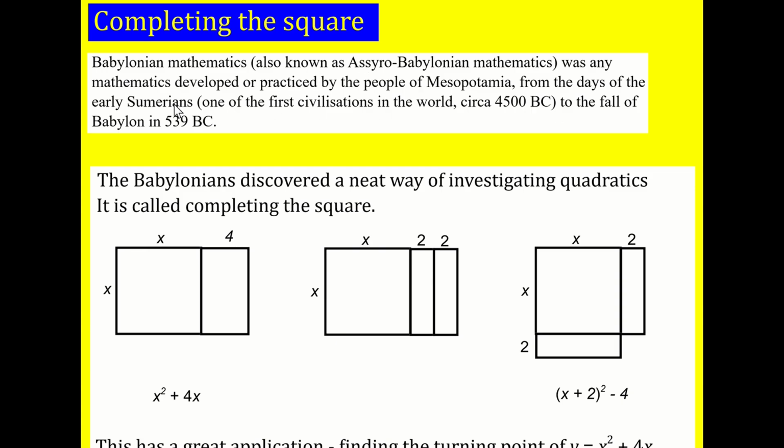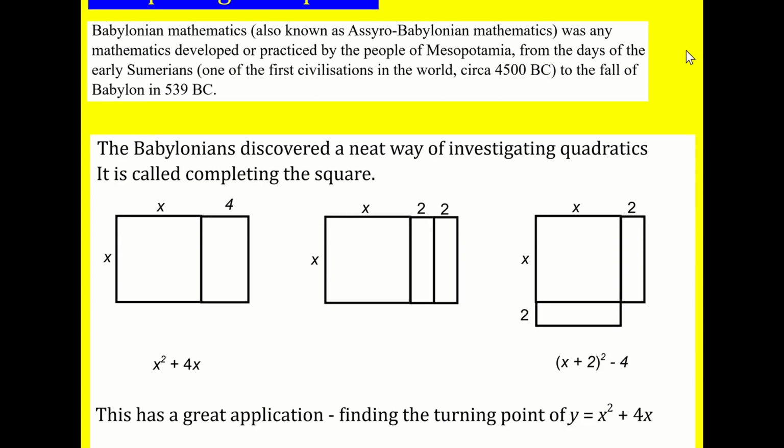And they existed for thousands of years, and they practiced maths as any civilization that's trying to develop does, just out of curiosity and also because it has many applications. And one thing that they've discovered is a neat way of investigating quadratics called completing the square, and I'm going to explain exactly why it's called completing the square.